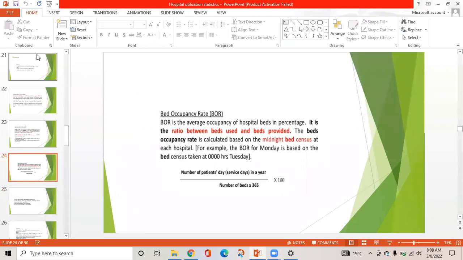What is bed occupancy rate? Bed occupancy rate is the average occupancy of the hospital bed in percentage. It is the ratio between beds used and beds provided. The bed occupancy rate is calculated based on the midnight bed census at each hospital. For example, the bed occupancy rate for Monday is based on the bed census taken at 0 hour Tuesday, like at midnight. The calculation formula is shown.